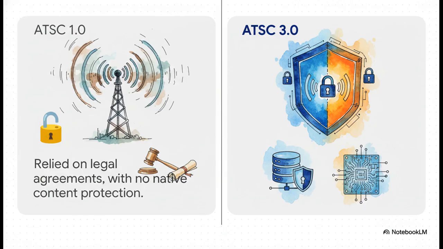Okay, let's break this down. With the old ATSC 1.0, there was just no built-in way to protect anything. I mean, everything was broadcast in the clear. So if you were a broadcaster, you had to rely on legal stuff, copyright law, to stop people from misusing your content. But ATSC 3.0, it just flips that whole model on its head. It builds the security framework right into the signal itself. It's a massive shift from just having legal agreements to having actual direct technological control.